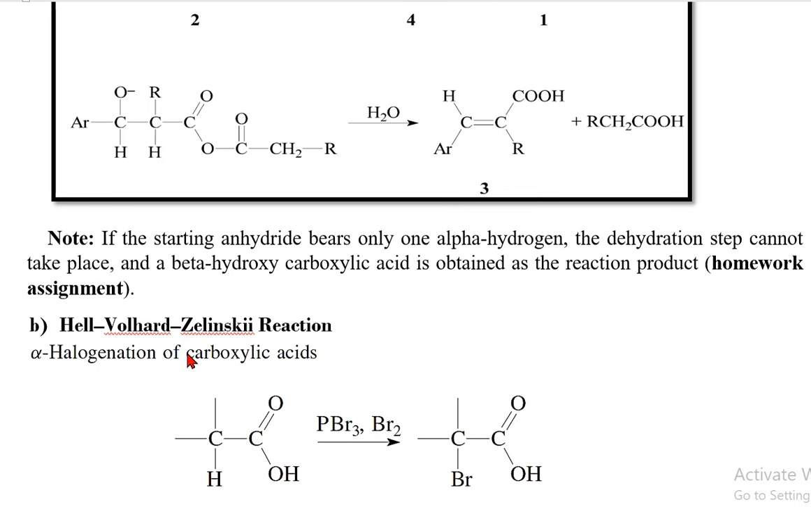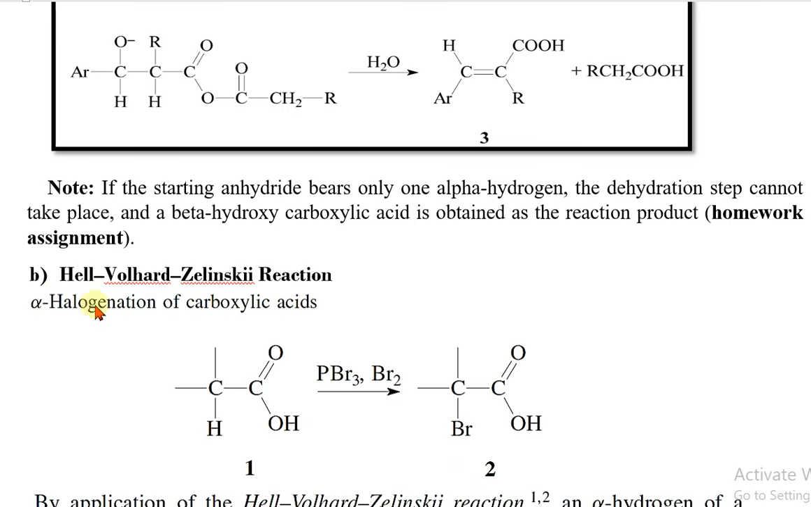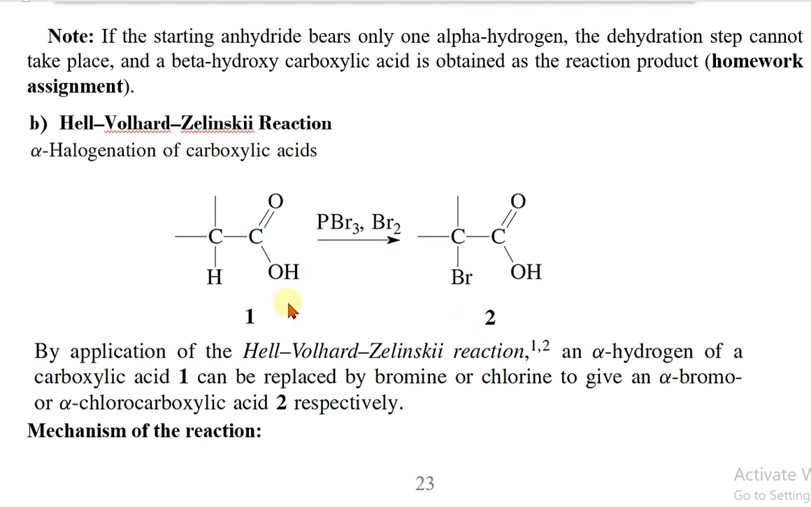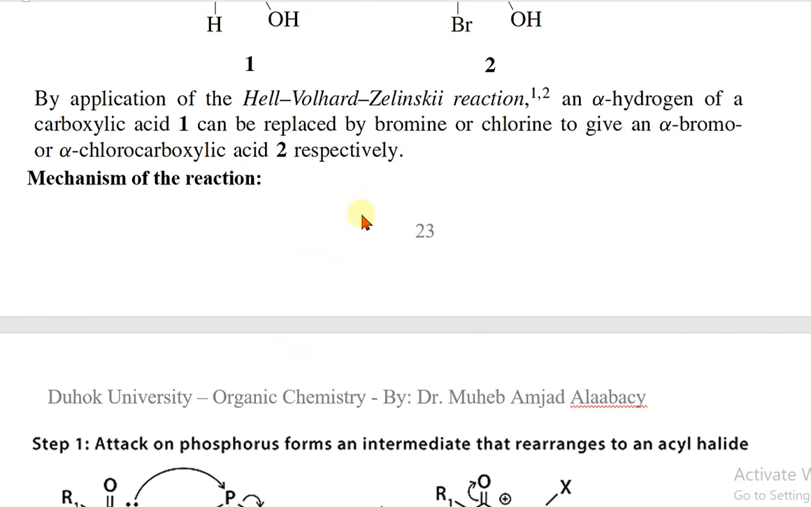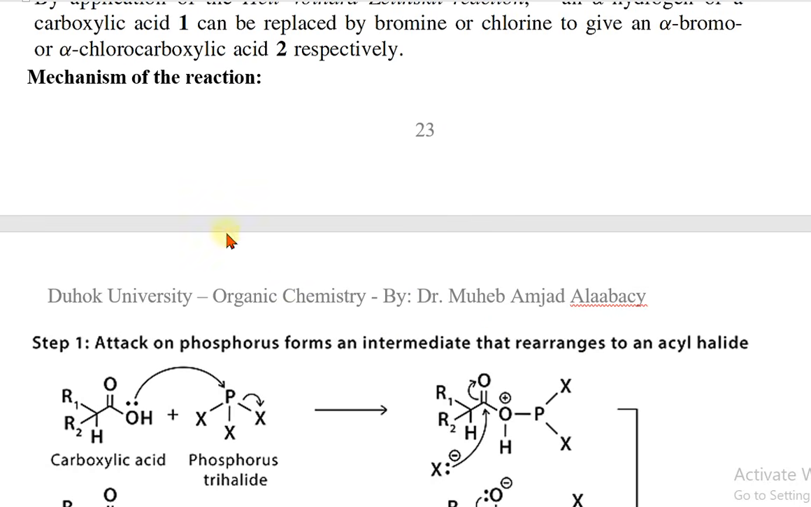The Hell-Volhard-Zelinsky reaction, which is also related to aldol condensation, is an alpha halogenation of carboxylic acid. Alpha halogenation of the carboxylic acid also has a special mechanism. By application of the Hell-Volhard-Zelinsky reaction, the alpha hydrogen of the carboxylic acid is replaced by bromine or chlorine to give alpha bromo or alpha chloro carboxylic acid respectively. Using PBr3 and Br2, we will explain the mechanism here.